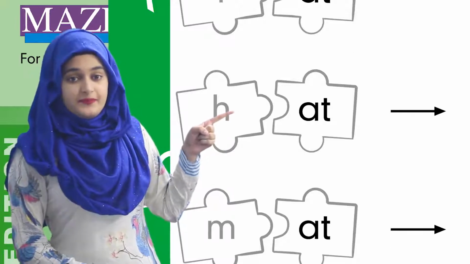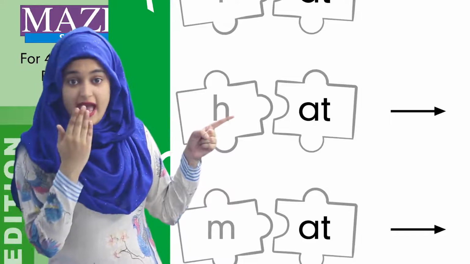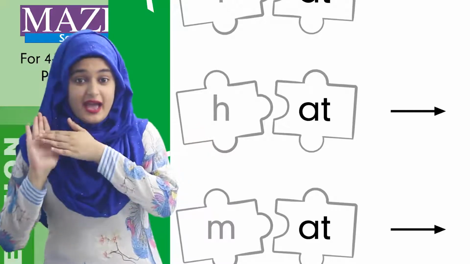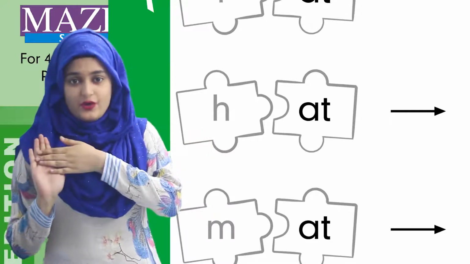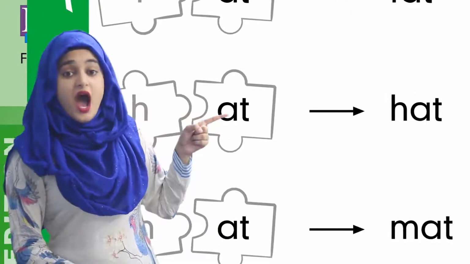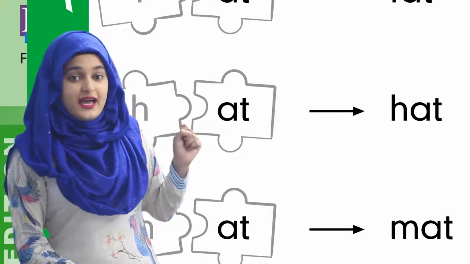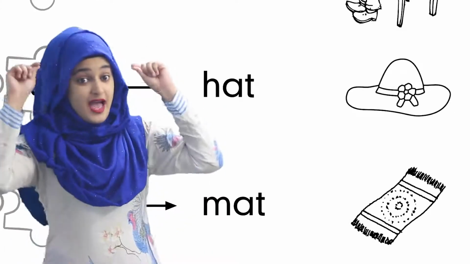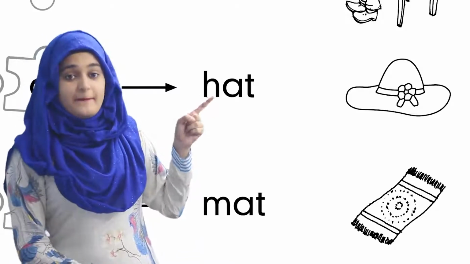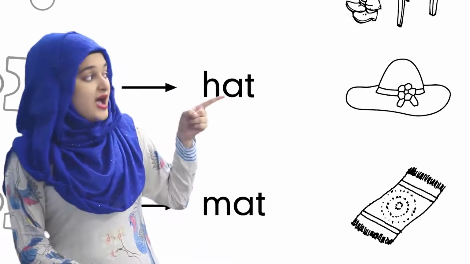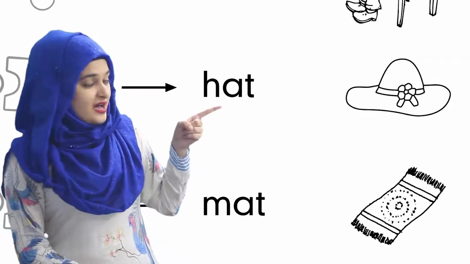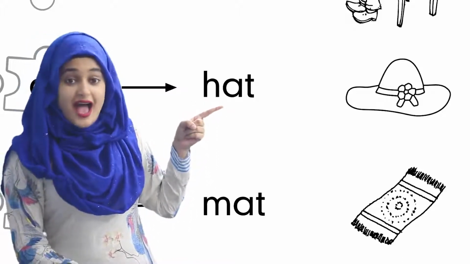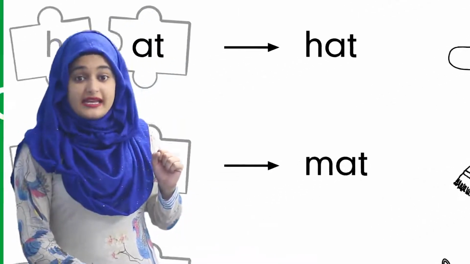Now, the next we have here is this. This is h. You can try it. Just put your hand and say, huh. Yes, you will feel some air over your palm. So, huh. And when huh meets with at, they make hat. When huh meets at, they make hat. Repeat after me. H, at, hat. At, hat. Very good.